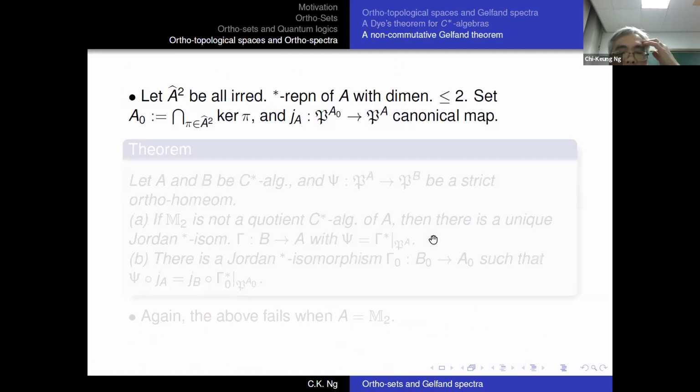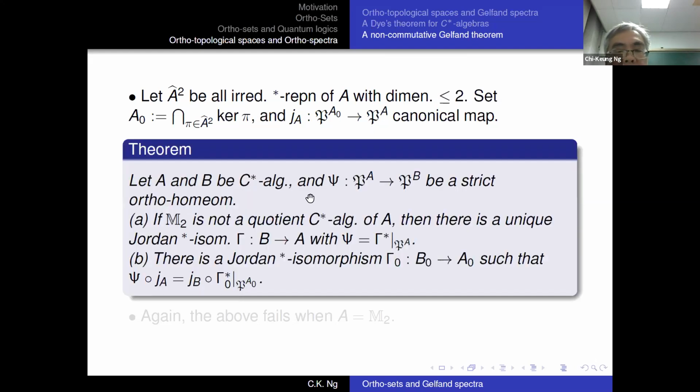Anyway, now we go back to the thing that we started off with that we want to do. We consider A hat 2 to be the set of all irreducible representations of A with dimension less than or equal to 2, and we set A naught to be the ideal of A that takes away all the one or two dimensional irreducible representations, meaning that we consider the intersection of the kernels of those representations.